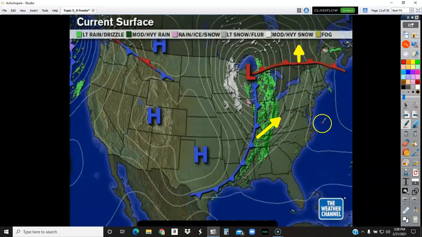And again, here's a typical map off the Weather Channel. Here's your low pressure right here. So there's the center. That's like your pivot. Everything's going to rotate around this L right here, this low pressure, and it's going to go counterclockwise. You see the yellow arrows showing the direction the fronts are going to move.